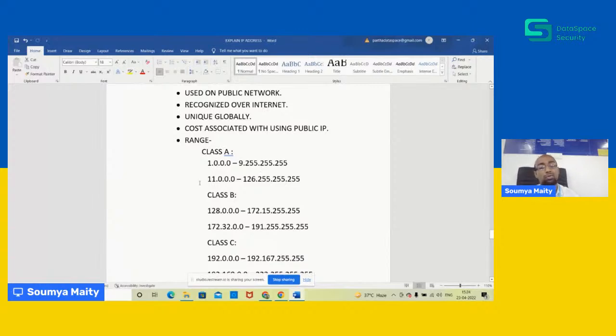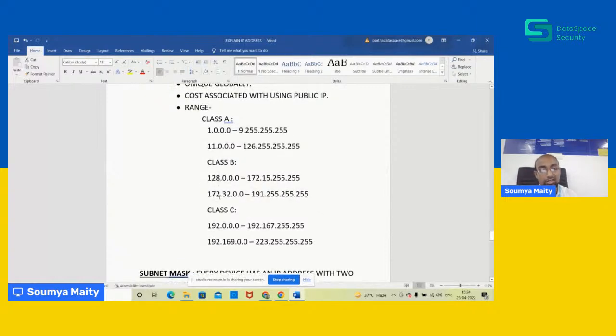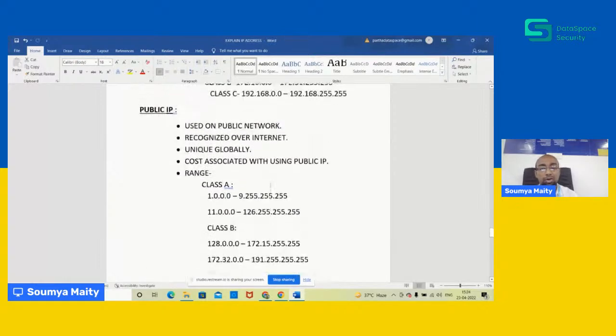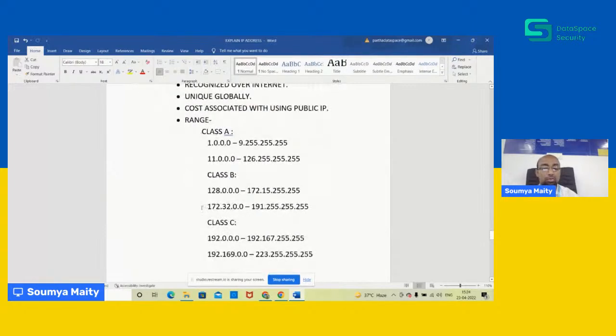It then starts again from 11.0.0.0 to 126.255.255.255. And in class B, 128.0.0.0 to 172.15.255.255. There is also a gap between the two addresses: it ends at 15 and starts again at 32, because the range 172.16.0.0 to 172.31.255.255 is private IP. Then 172.32.0.0 to 191.255.255.255.